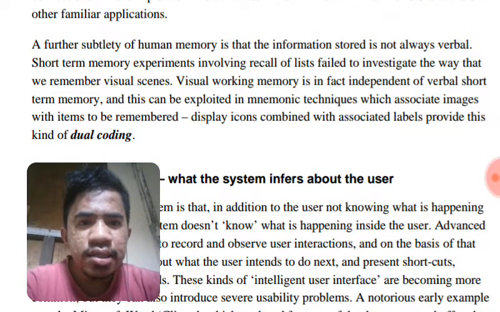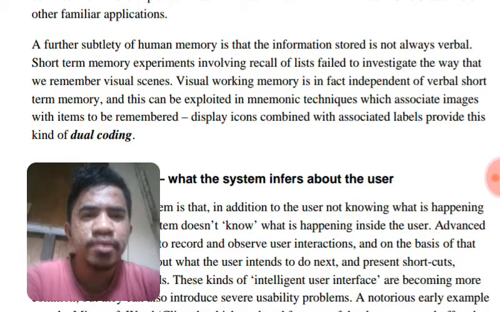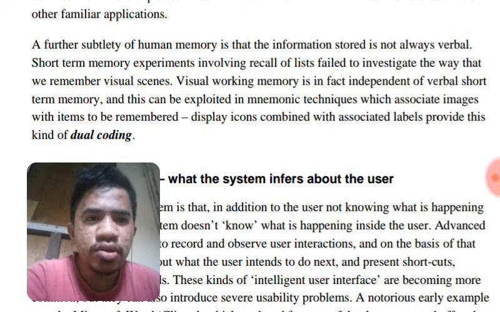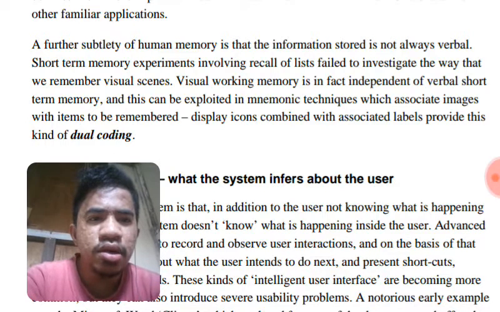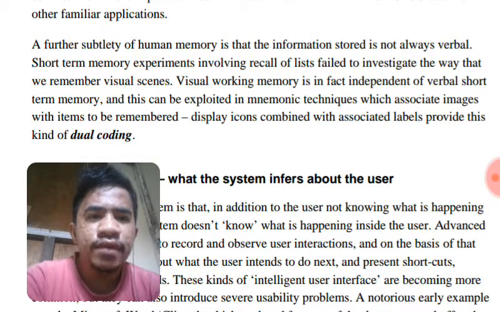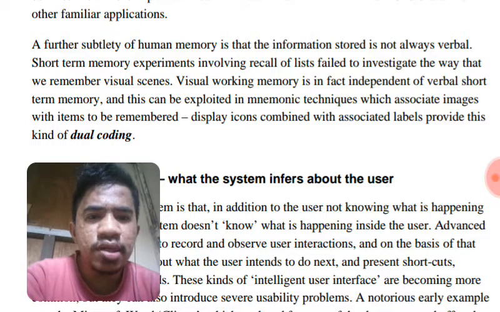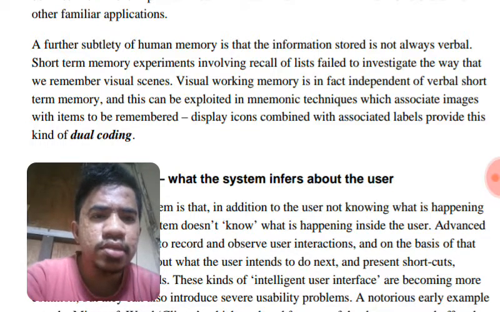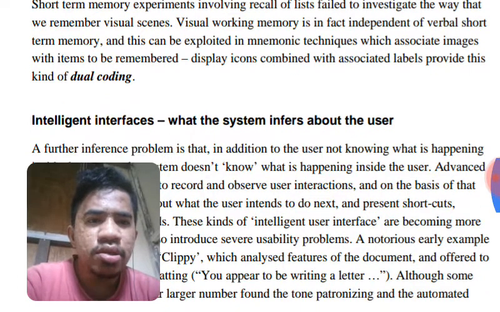A further subtlety of human memory is that the information stored is not always verbal. So memory experiments involving recall of the visual scene have been used to investigate the way that we remember visual scenes. Visual working memory is in fact independent of verbal short-term memory, and this can be exploited in mnemonic techniques, which associate imagery with items to be remembered. Displaying an icon combined with an associated label provides this kind of dual coding.